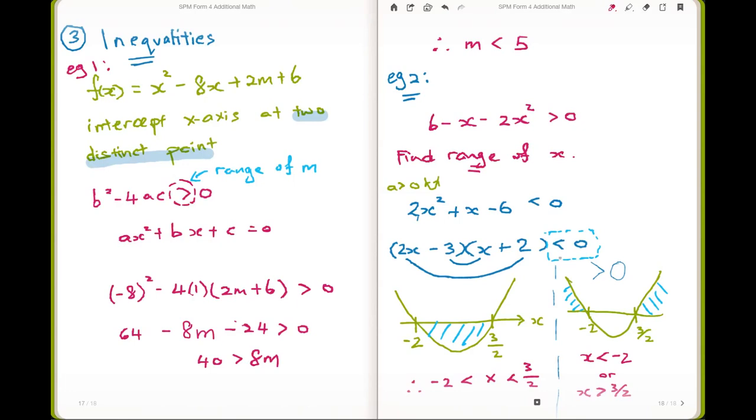So the difference is obvious. When the question requires more than 0, the answer would be above the curve. And if the question asks for less than 0, that would be the area under here. Therefore, the range changes. It's different.